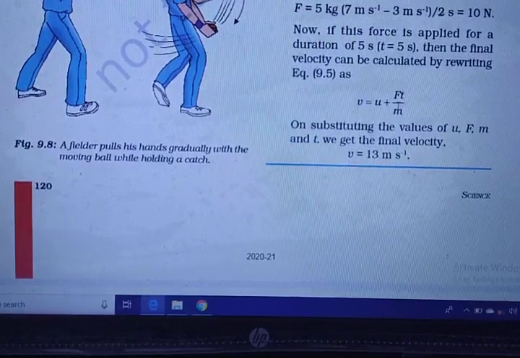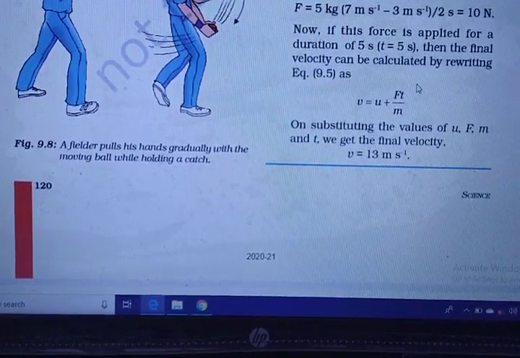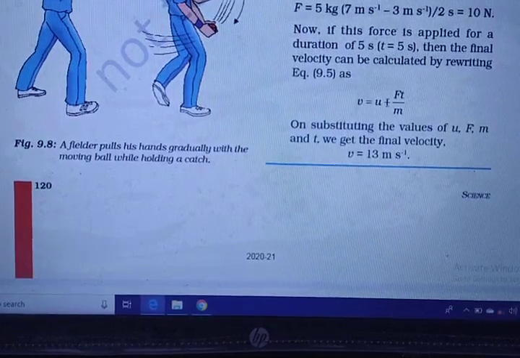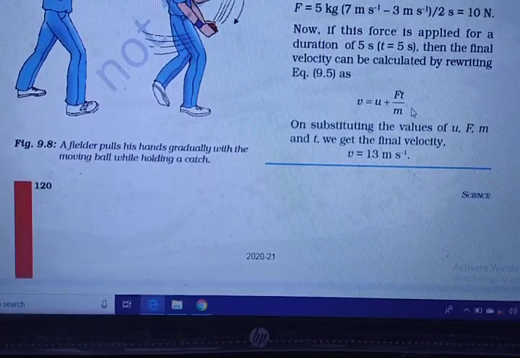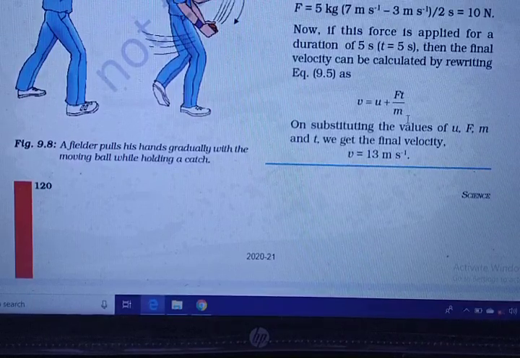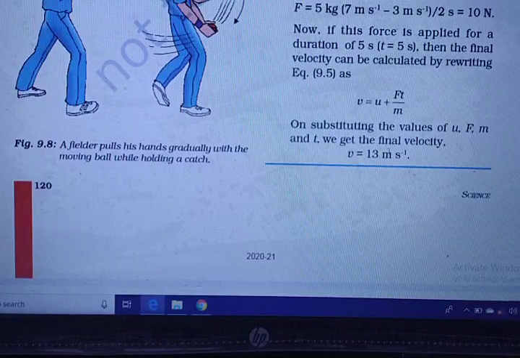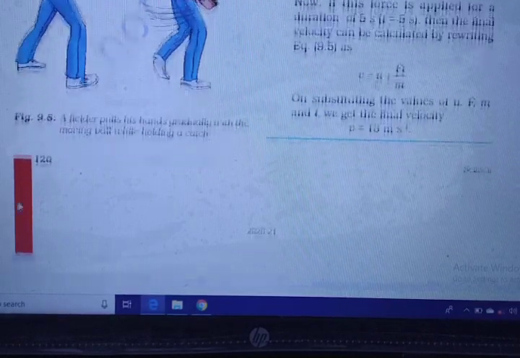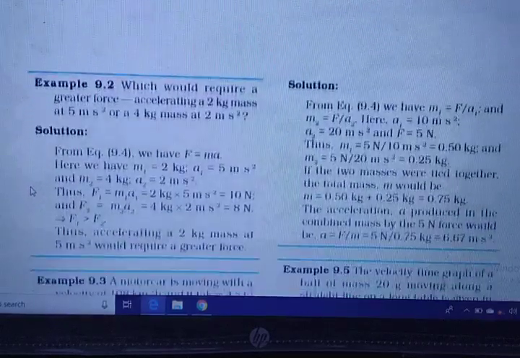Can you tell me what will be the value of F? Force is 10 Newton, time 5 seconds, and mass 5 kg. So here, 3 plus 10 into 5 upon 5. The 5s cancel, 3 plus 10, 13 meter per second. Got it? So this was our numerical. I hope you have solved all these numericals.